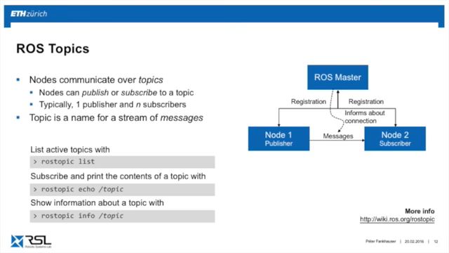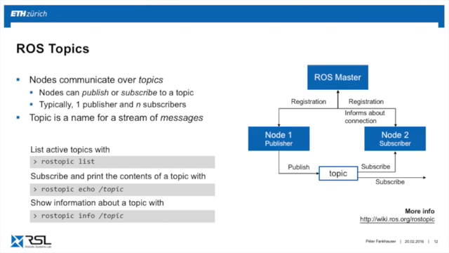So in this example, once nodes 1 and 2 have registered with the ROS Master, node 1 can tell, okay, I'm a publisher on this topic. And ROS node 2 can subscribe to this topic. So the message flows from the publisher to the subscriber. And the ROS Master makes sure to inform about this connection.